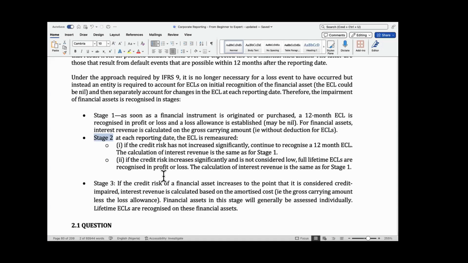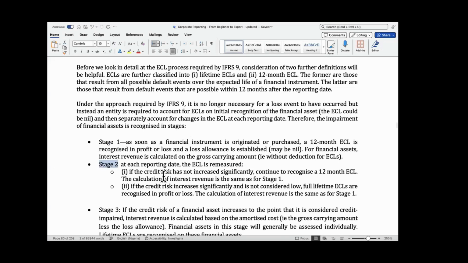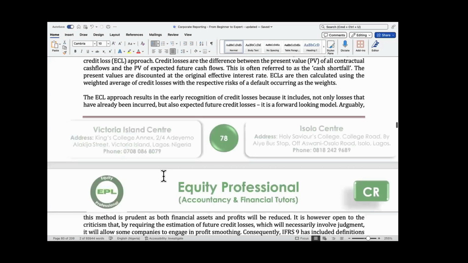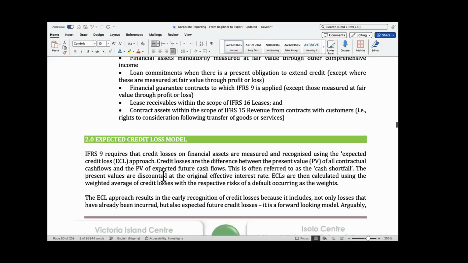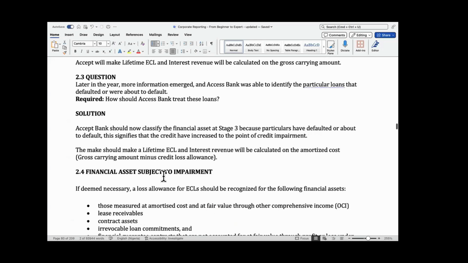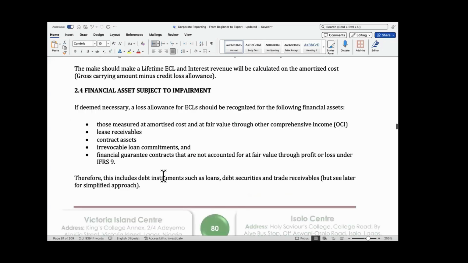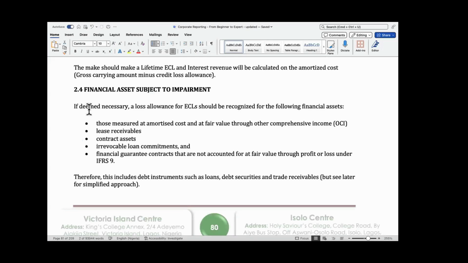That is it for impairment loss. So nothing much about it. But there is one more thing before I look at this question that I need to make mention of. If you look at this now, they said ECL should be recognized for financial assets that are measured at amortized cost and at fair value through OCI.